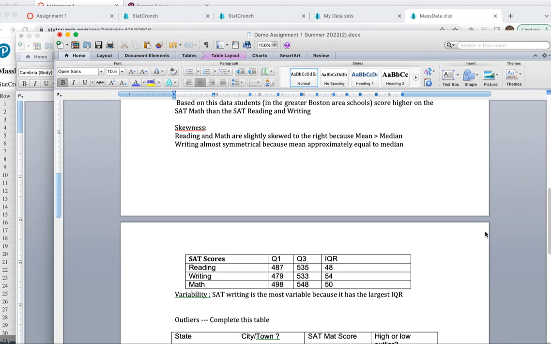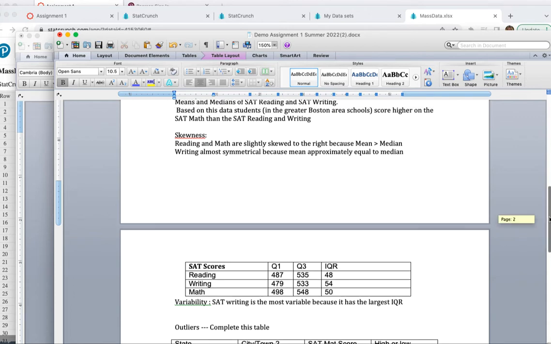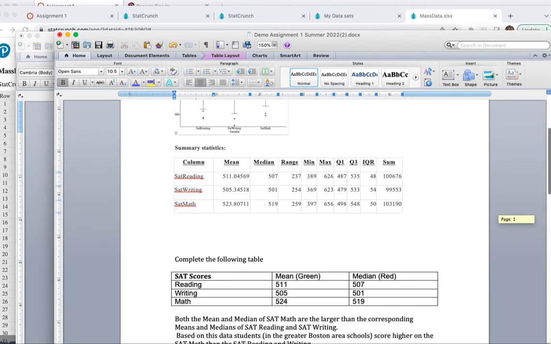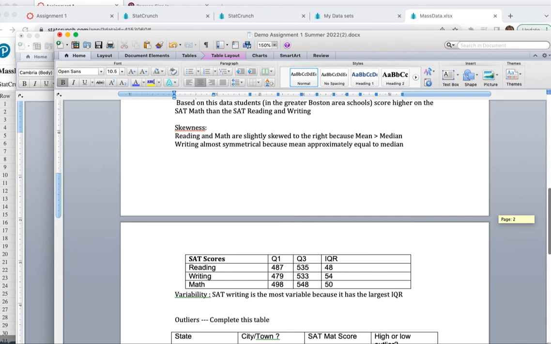The other numbers that I could make into a table are the quartiles and the IQR. If you recall, the IQR can be computed by taking the difference of Q3 and Q1, but quite luckily or fortunately, that is actually supplied to us by StatCrunch in this table of values.